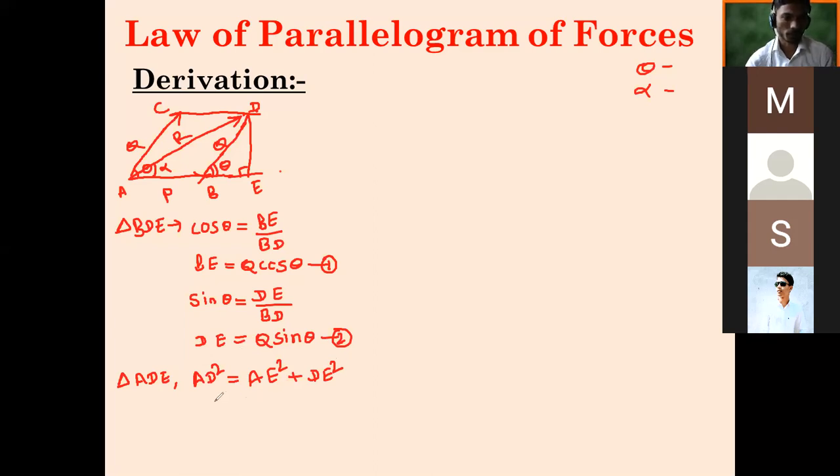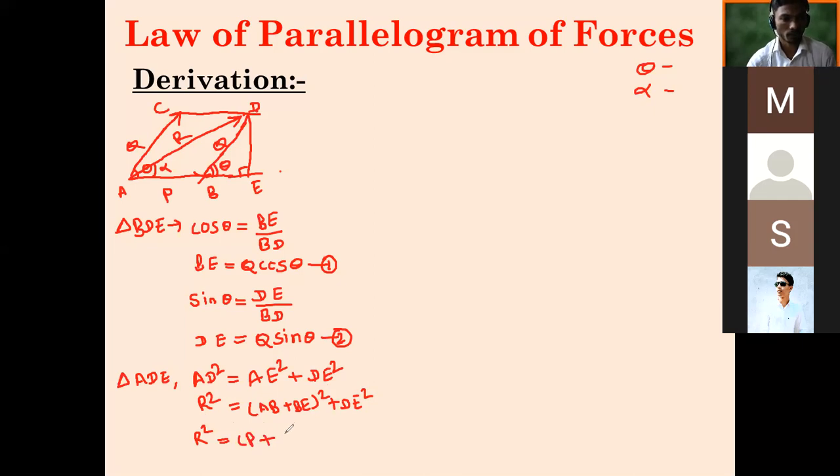So you can give attention now. AD is representing R. So I will write here R square is equal to, what is the value of AE? AB plus BE. For your understanding I am writing here AB plus BE, plus DE square. So here R square is equal to AB, what is the value of AB? AB is representing which force? P. P plus BE. We have calculated the value of BE.